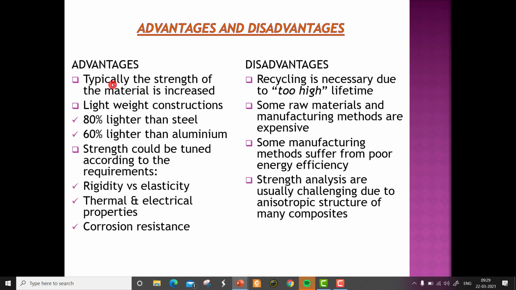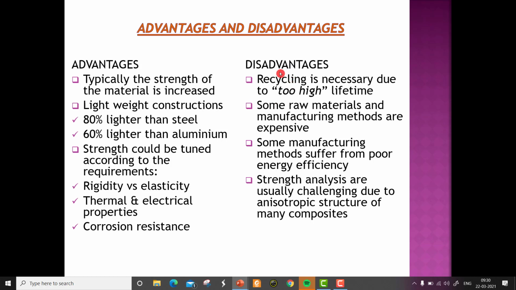The advantages include that typically the strength of the material is increased as a whole, because we said the properties are increased. They are used for lightweight constructions. It is 80% lighter than steel and 60% lighter than aluminum. The strength could be tuned according to the requirements: rigidity versus elasticity, thermal and electrical properties, corrosion resistance.